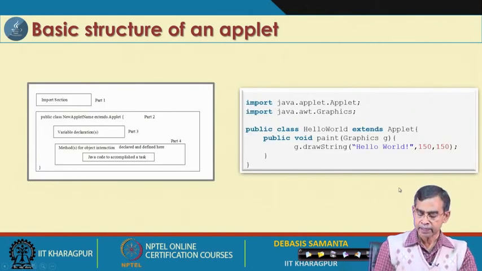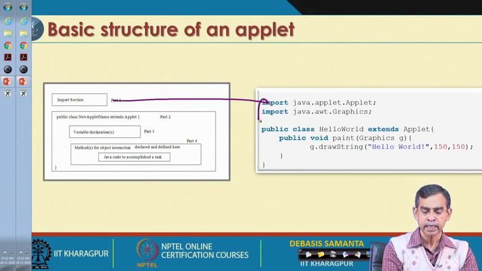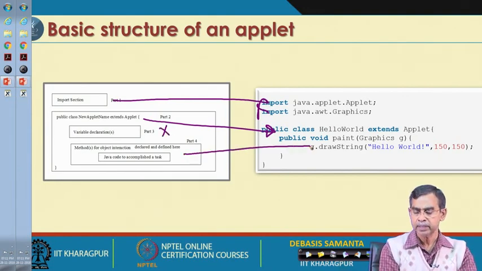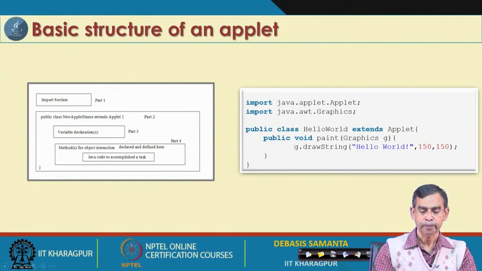Now here is an example, let us check one by one. This is the import section as we see here, and this is the public class declaration. There is no variable part in this case, and this is the method part that we see. So these are the 3 parts related to the small applet that we have discussed just now.